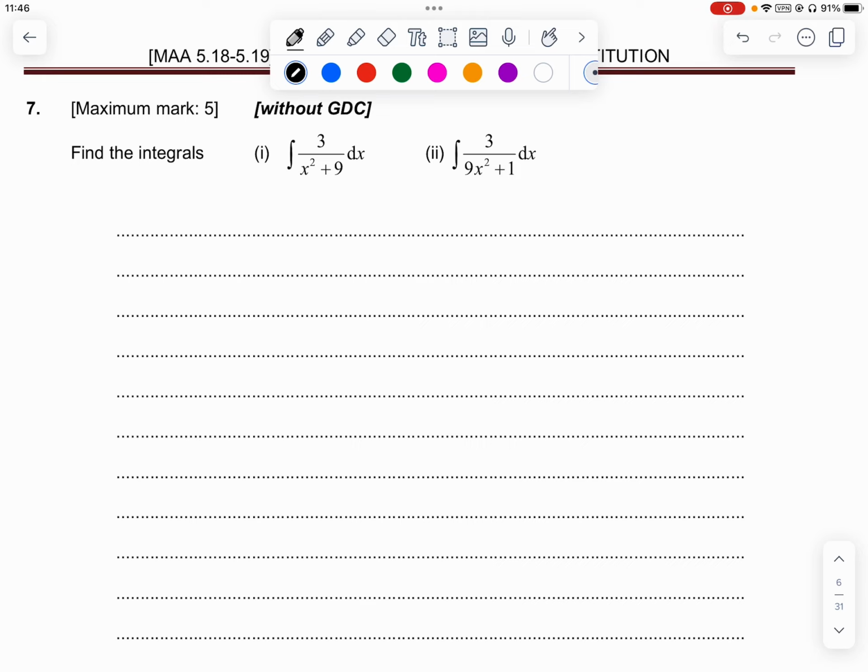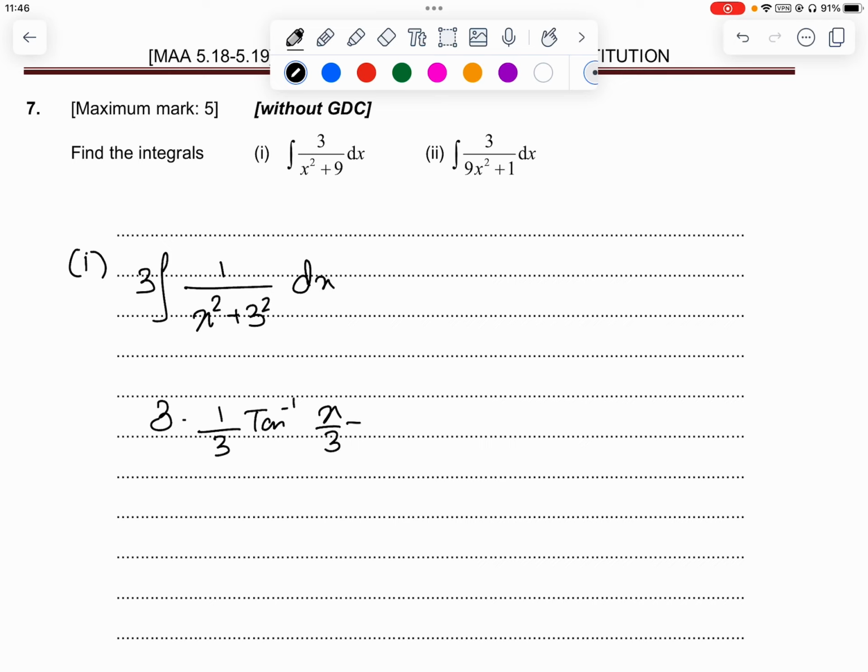Question number 7. Integral of 3 outside, 1 upon x square plus 3 square dx. So what will be the answer for that one? 1 upon a tan inverse of x upon a plus c. 3 gets cancelled, so just tan inverse of x upon 3.